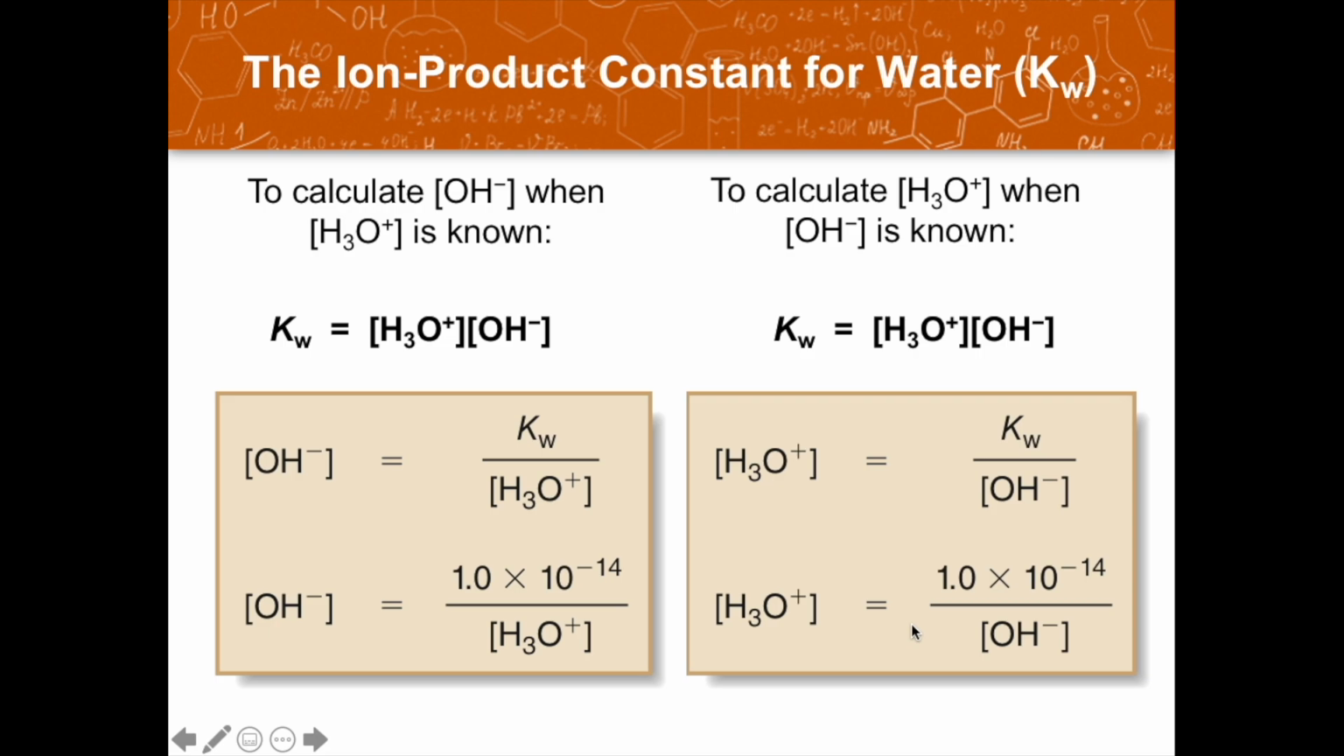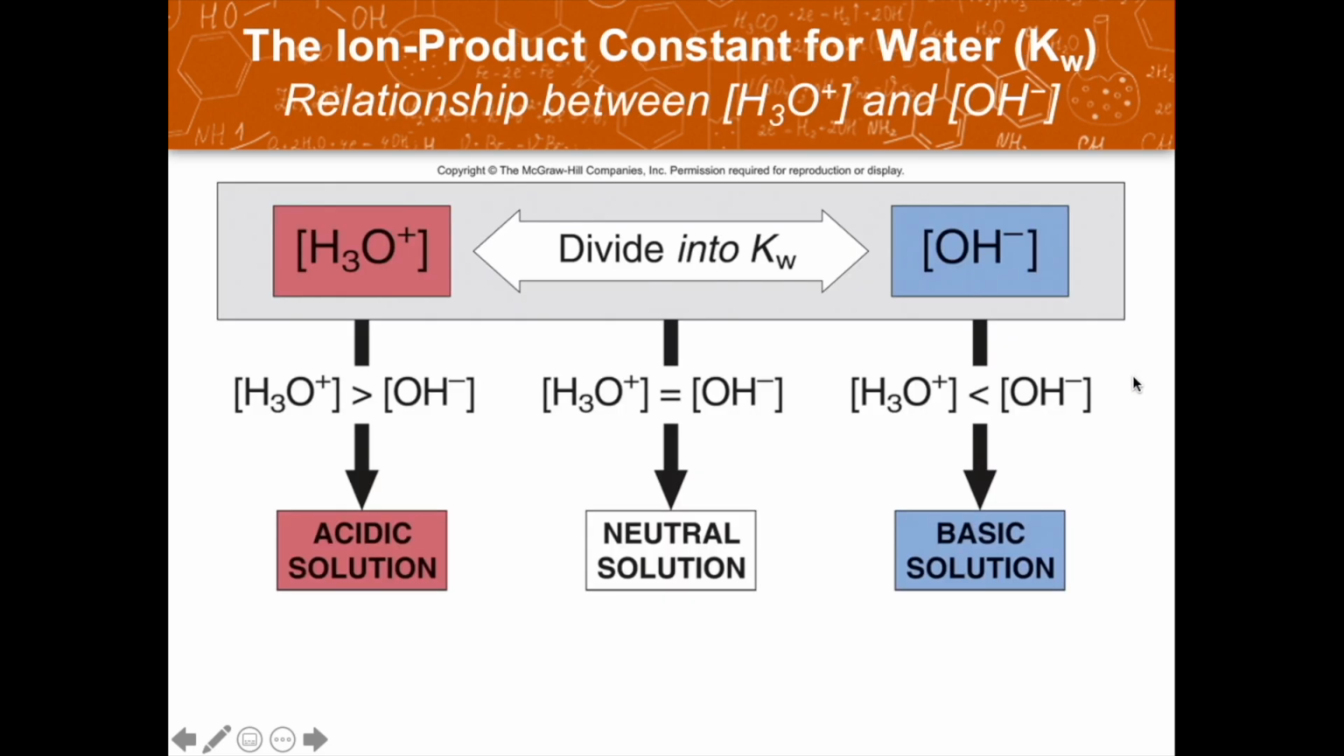Whereas, to calculate the hydronium ion concentration when hydroxide ion concentration is known, we will divide the ion product constant for water by the concentration of the hydroxide ion. So, always remember this formula. This is just to show you the relationship between the hydronium ion concentration and the hydroxide ion concentration.